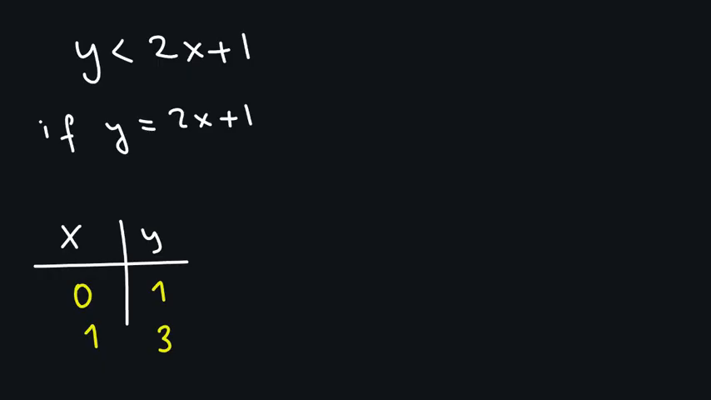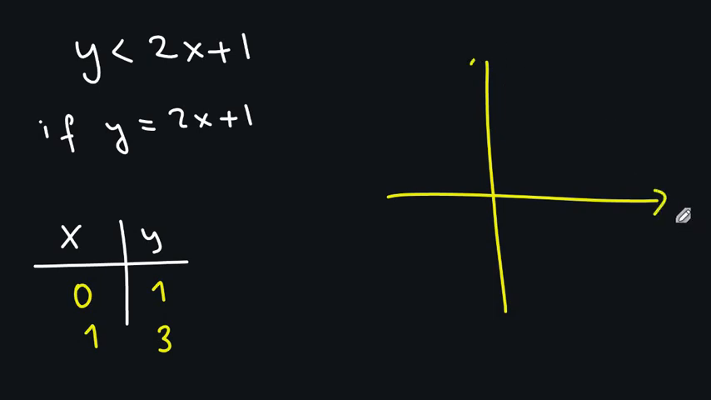So I will draw the boundary as the second step. Let me draw the xy plane first, the coordinate plane. That's x, that's y, that's 0, 0. And the first point is when x is 0, y is 1. So that's the first point, 0 and 1. When x is 1, y is 3. The intersection of these two is the second point.